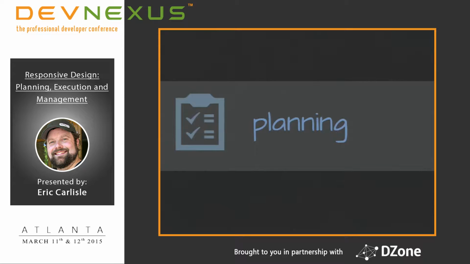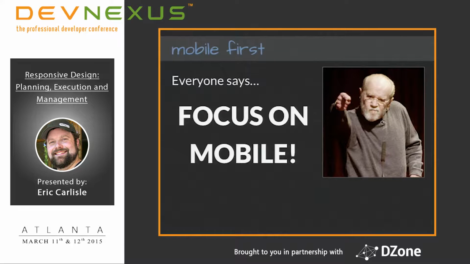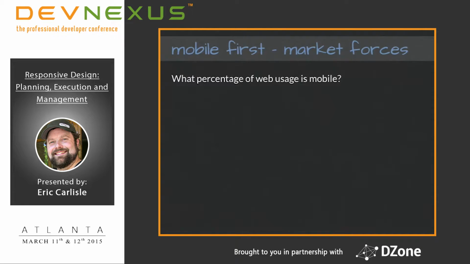Let's talk about planning a little bit. So, George Carlin, I miss him so much. Everyone says, focus on mobile, mobile first, go for mobile first. They are right. But not just because of the monstrous mobile market, not just because everybody has a phone, everybody has a tablet, everybody has a desktop, and you have to be ready for every experience. Make sure everybody's awake this morning.